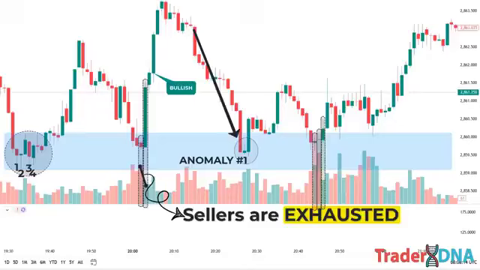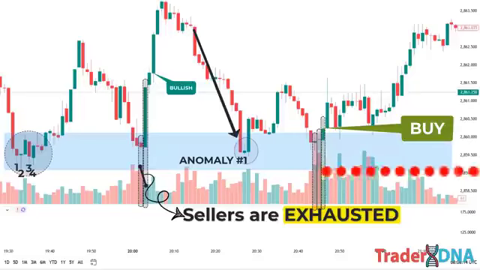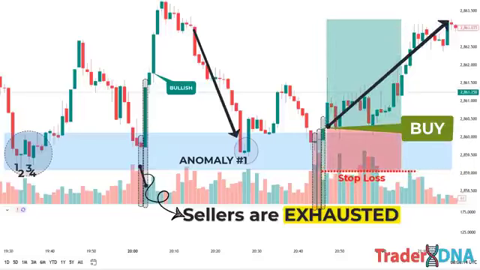Since this battle happened at a strong support level, we now have a clear trade setup. If buyers won, we have a high probability trade. We enter a buy position at the opening of the next candle. We set our stop loss below the support area to protect our capital. And boom! Price explodes upward. That's how you trade smart. You're not just looking at price movements, you're seeing the hidden energy of the market, the psychology of traders, and the true power behind every candle.